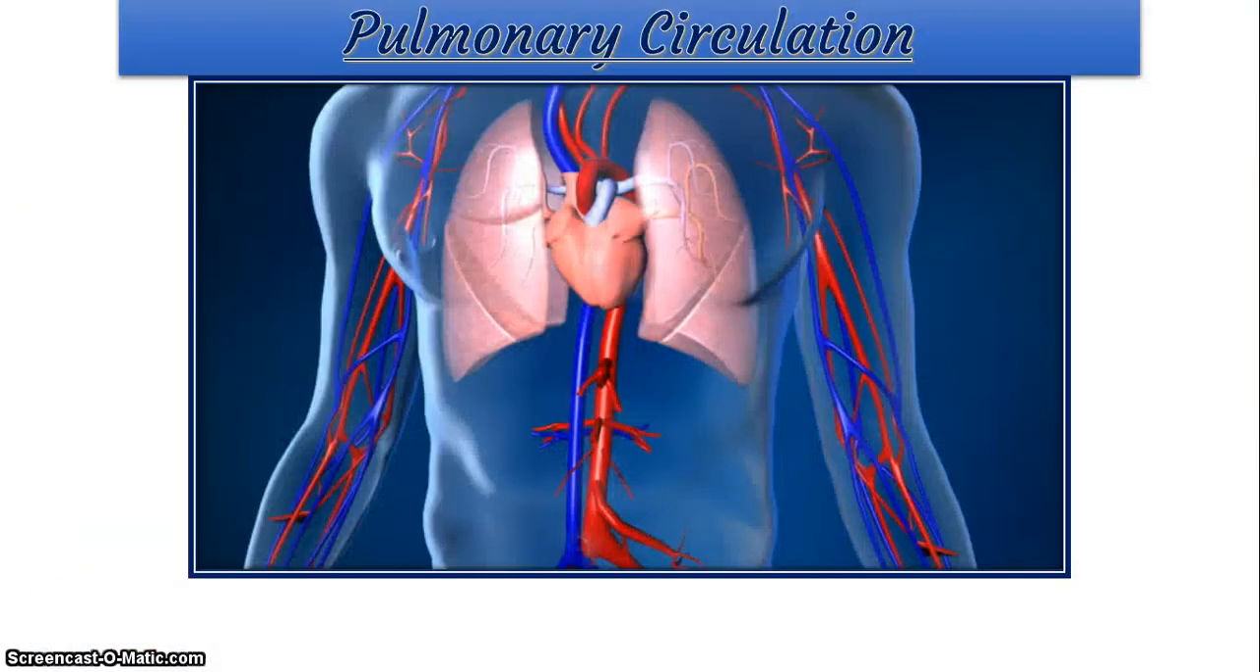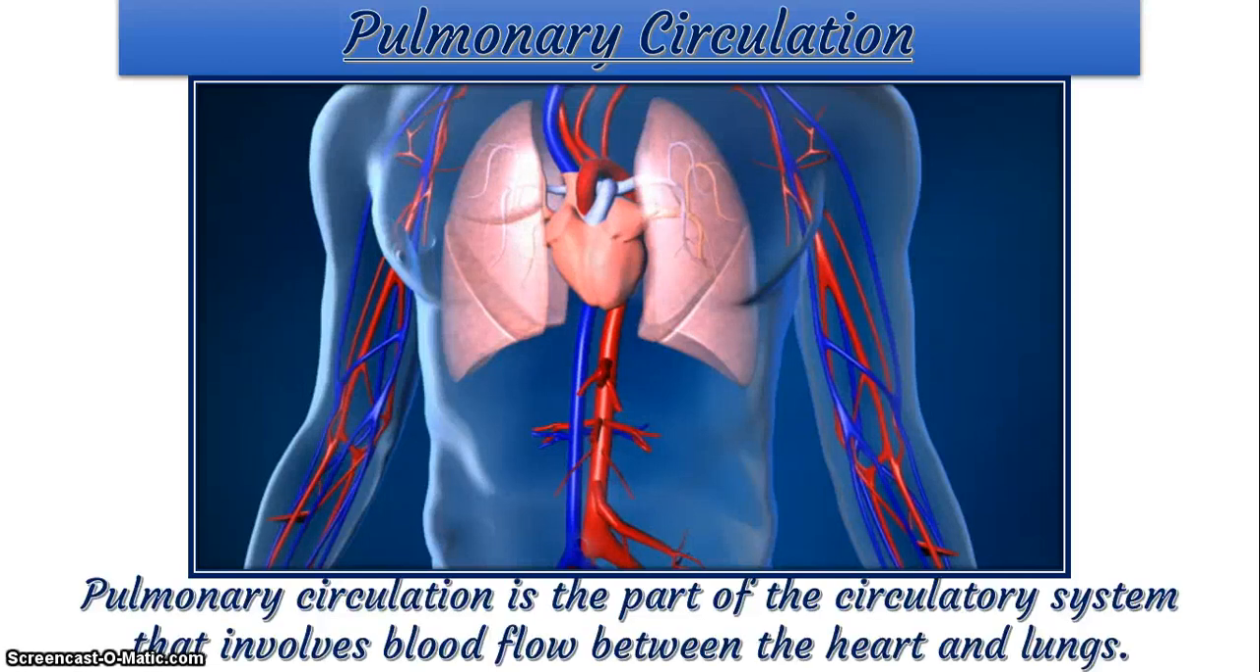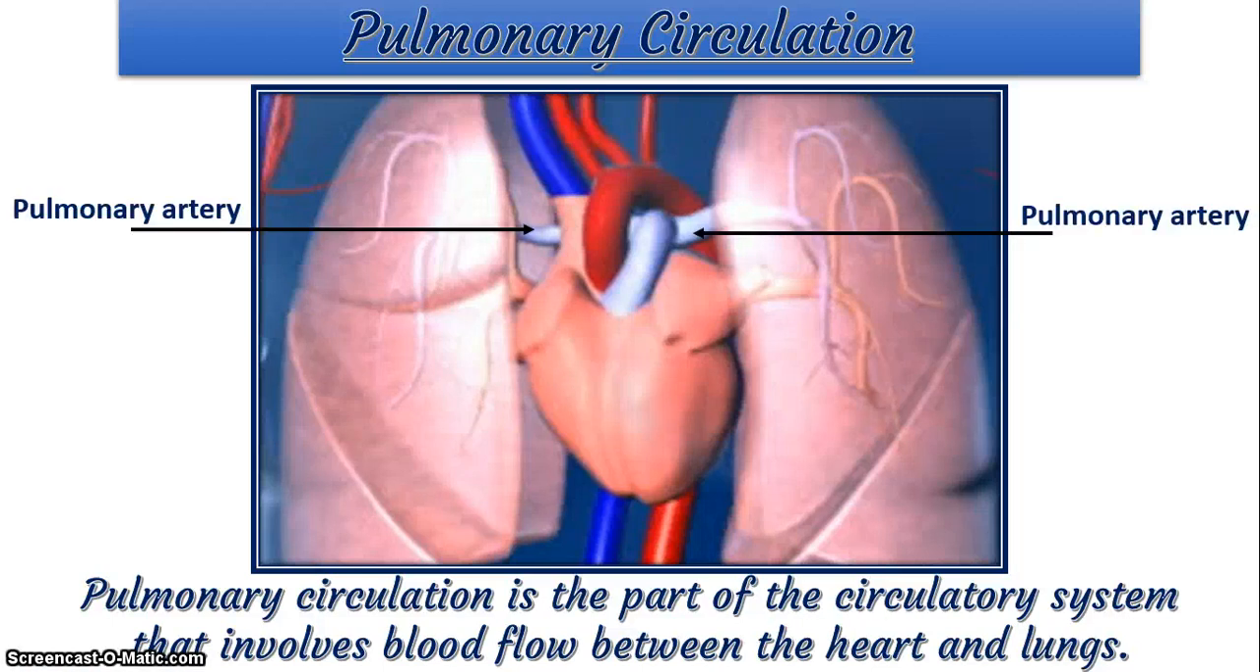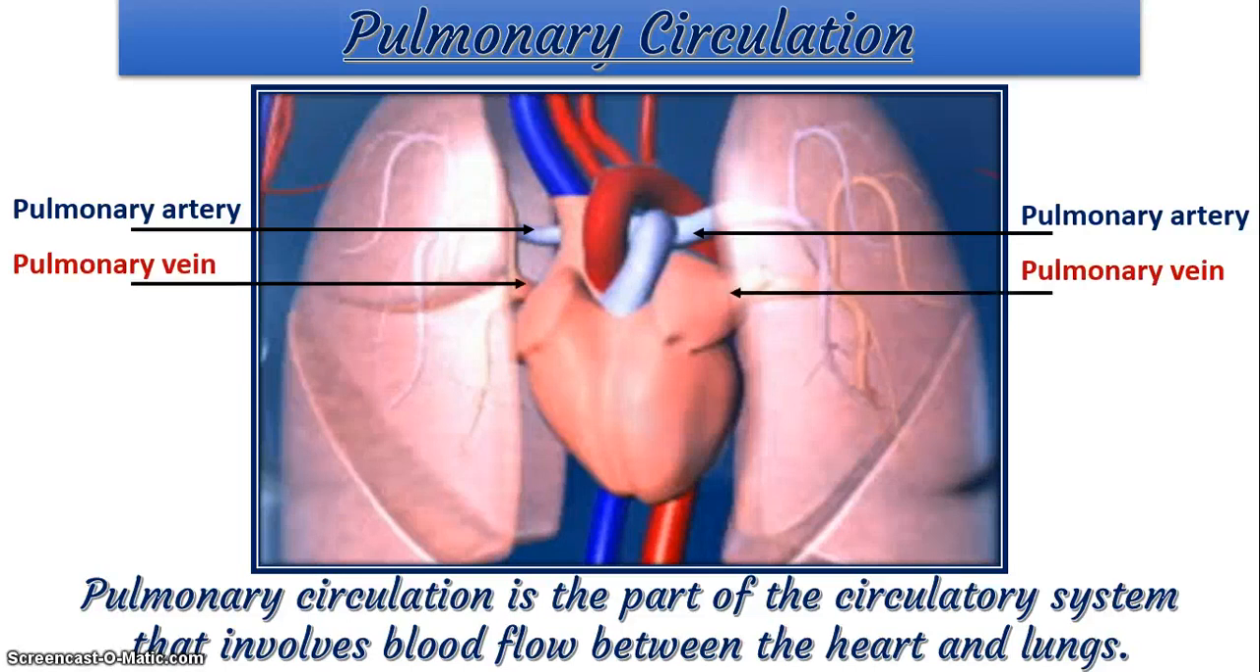It is important you look at this closely. This is as a result of what is called the pulmonary circulation. What is pulmonary circulation? The pulmonary circulation is the part of the circulatory system that involves blood flow between the heart and the lungs. Let's take a closer look at it. Look at these blood vessels, the pulmonary artery, taking deoxygenated blood into the lungs, and then you have the pulmonary vein carrying oxygenated blood into the heart.